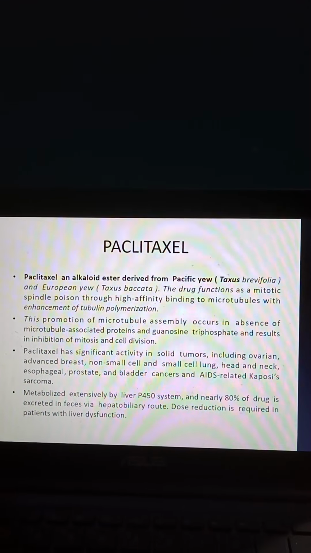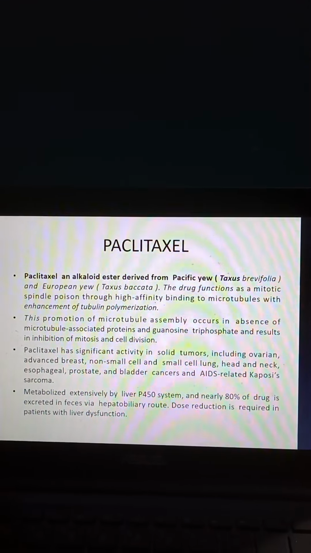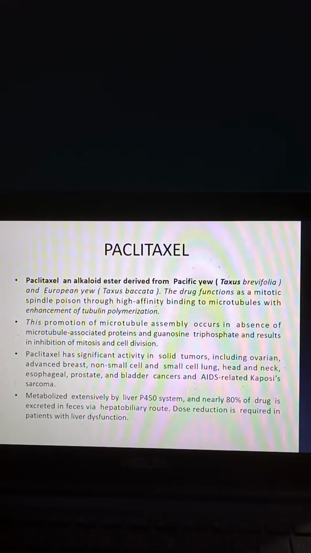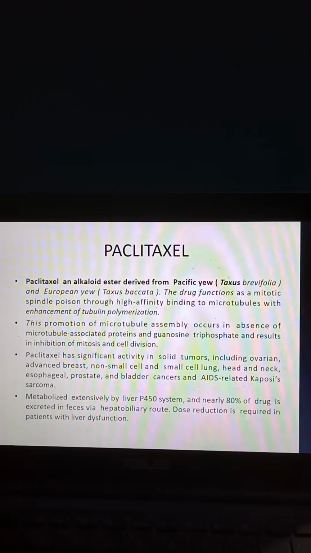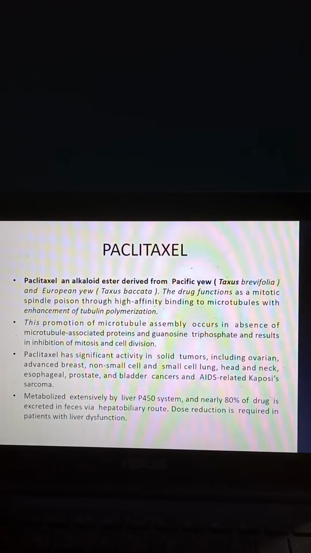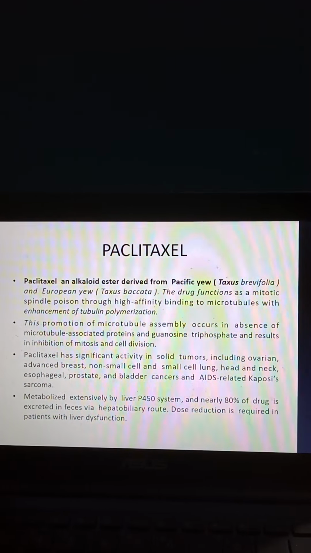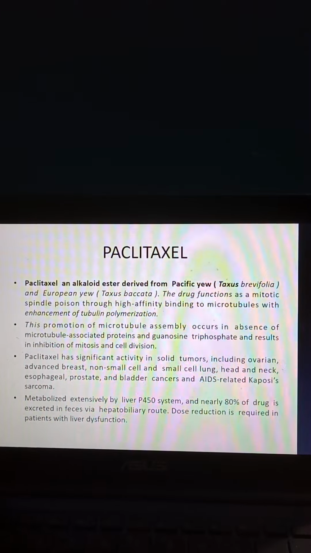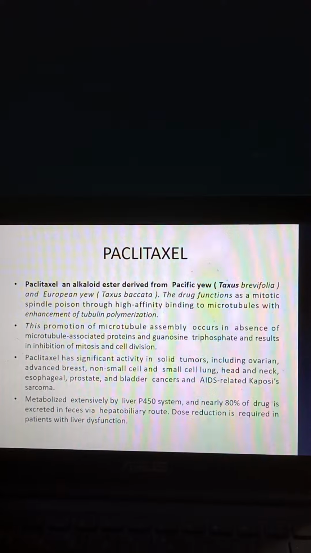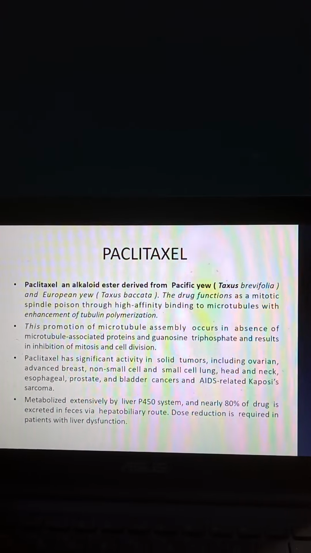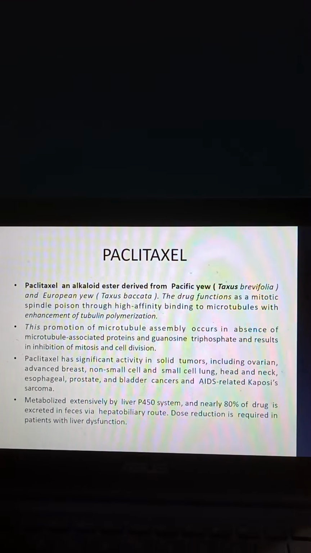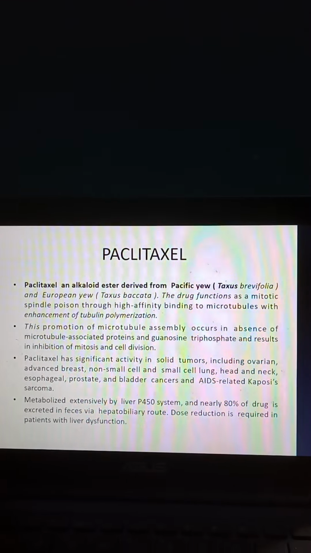mitosis and cell division. Paclitaxel has significant activity in solid tumors including ovarian, advanced breast, non-small cell and small cell lung, head and neck, esophageal, prostate and bladder cancers, and AIDS related Kaposi sarcoma. It is metabolized extensively by the liver P450 system, and nearly 80% of the drug is excreted in feces via the hepatobiliary route. Dose reduction is required in patients with liver dysfunction.